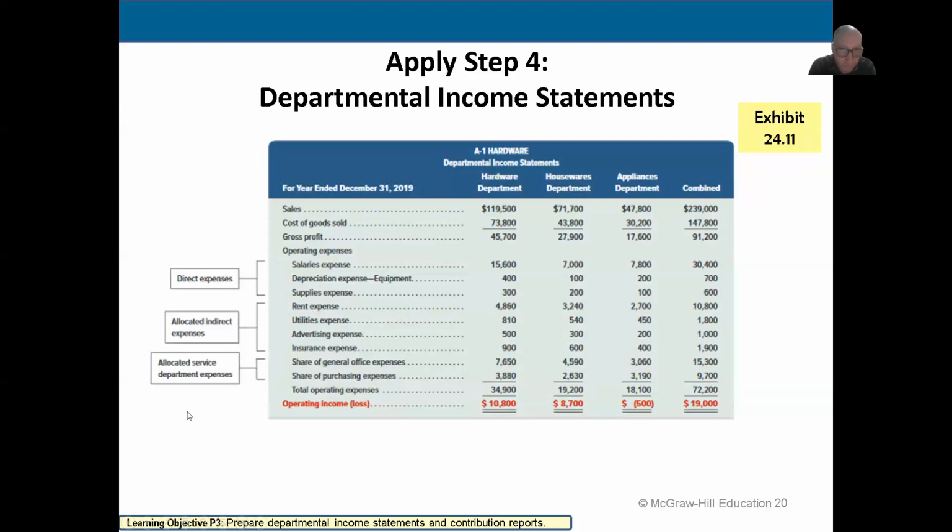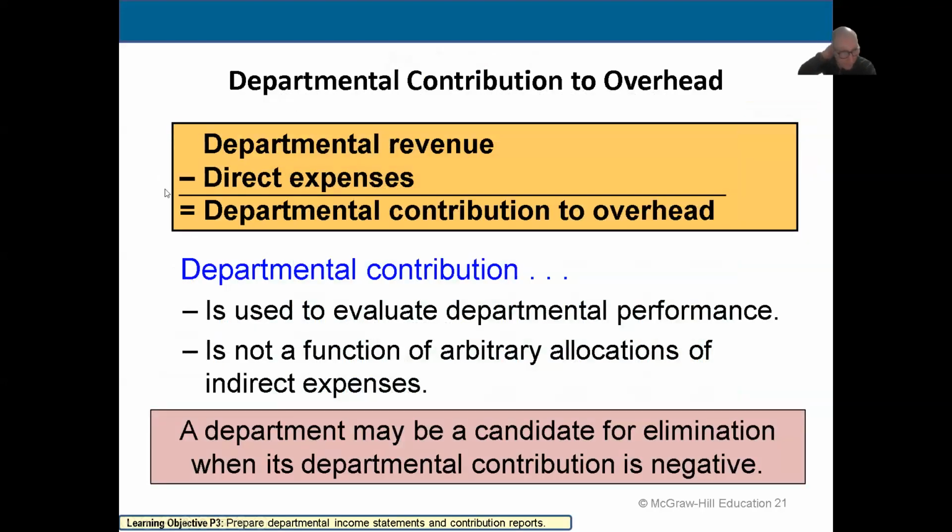Then in step 4, I create the income statement for each department. Sales minus cost of goods sold equals gross profit minus all of your expenses equals operating income. See, very straightforward. We can find exactly what the contribution margin from each department looks like. The way we do that is we take the revenue minus the expenses to find the contribution to overhead.